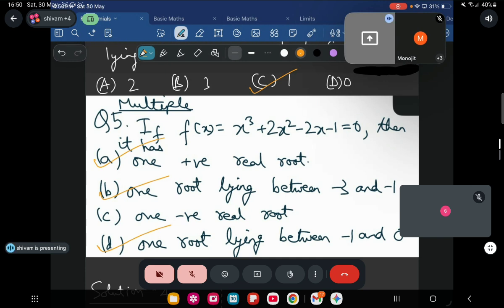So congratulations everyone. One more chapter is complete. Polynomials is complete. Start with quadratic equations.